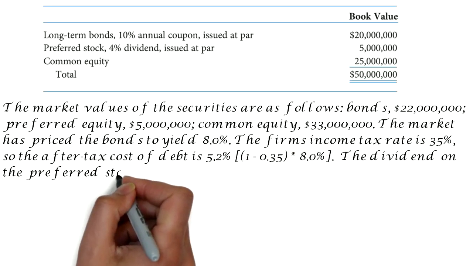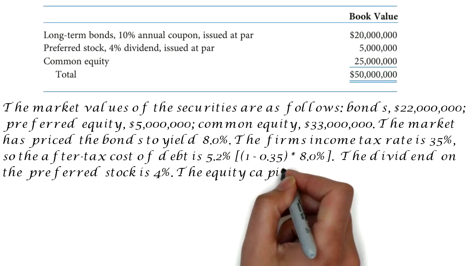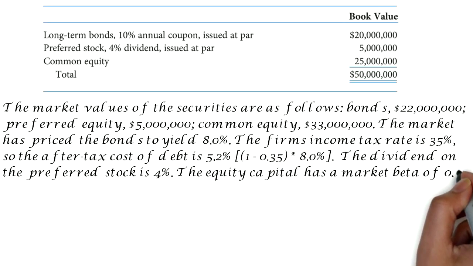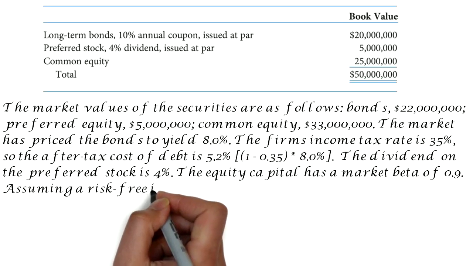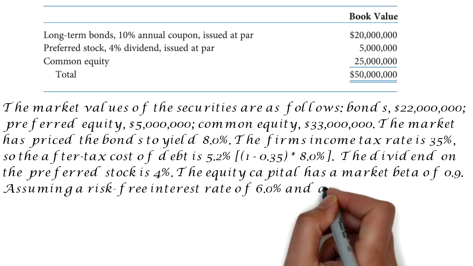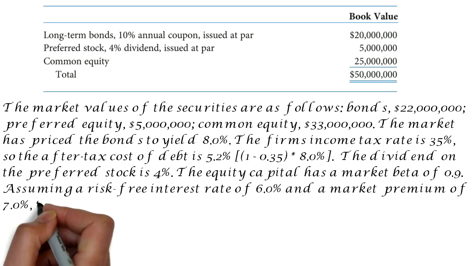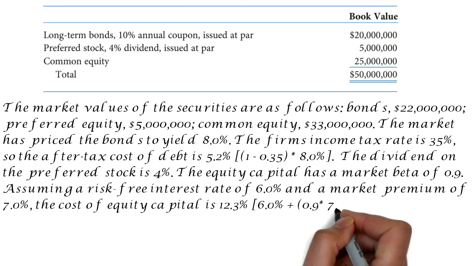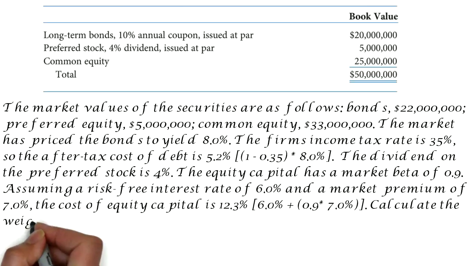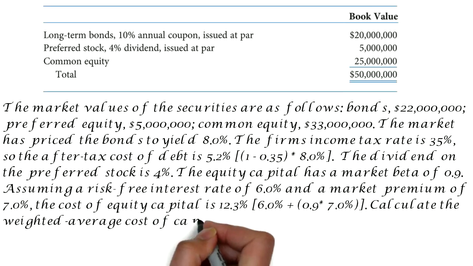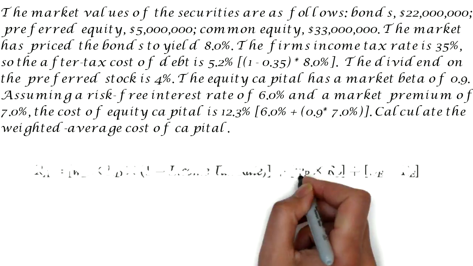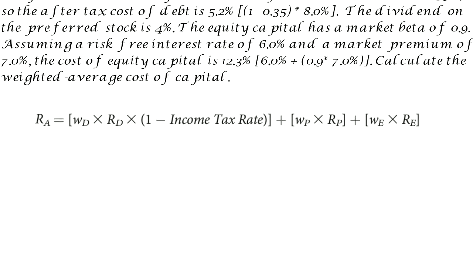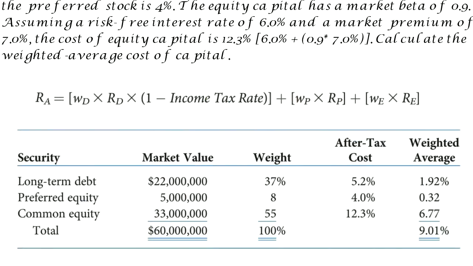The equity capital market has a market beta of 0.9. Assuming a risk-free rate of 6% and a market premium of 7%, the cost of equity capital is 12.3%, which is calculated as 6%, which is the risk-free rate, plus the market beta of 0.9 times the risk premium of 7%. Using this information, calculate the weighted average cost of capital. Well, the weighted average cost of capital is calculated as follows. Plugging in all the numbers in the formula gives us the weighted average cost of capital of 9.01%.